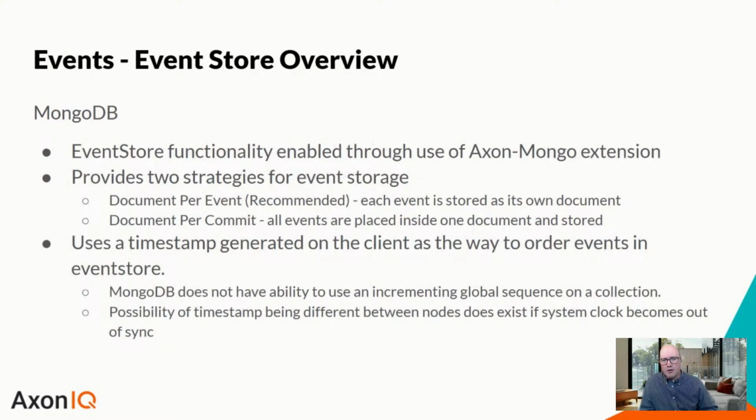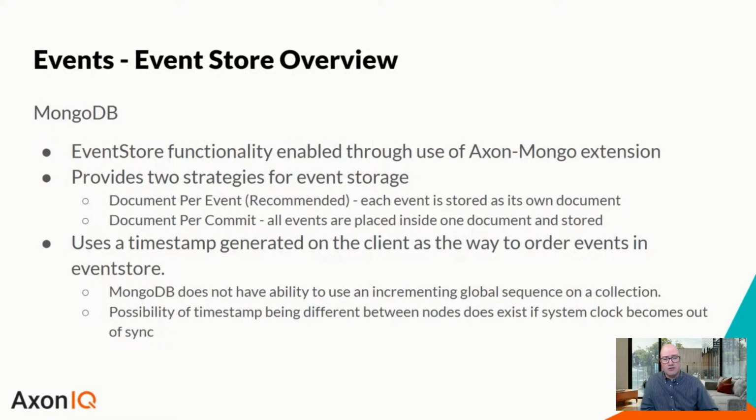The document per commit is probably not needed as much now, since Mongo supports the concept of transactions in more recent versions, since probably 2018, I think, roughly. So these two were put in place really to compensate for the lack of transactions in Mongo back when it was released.